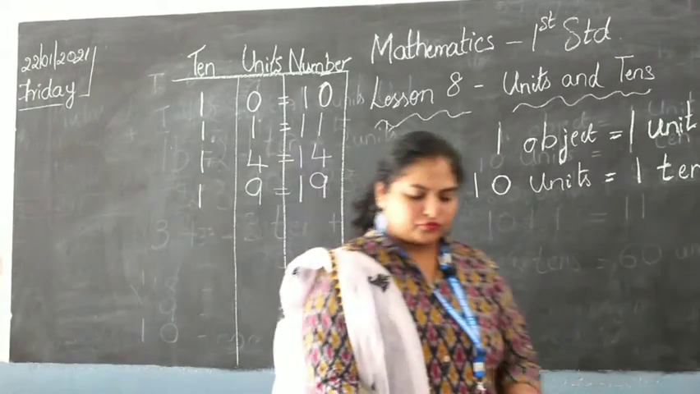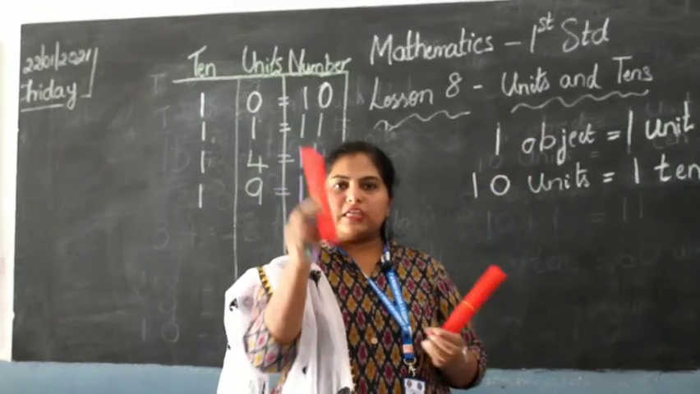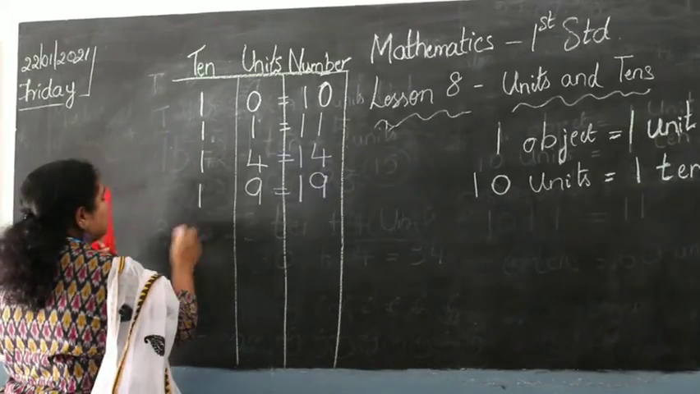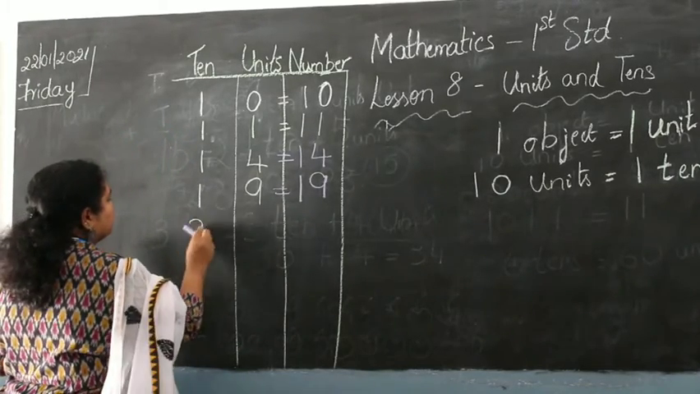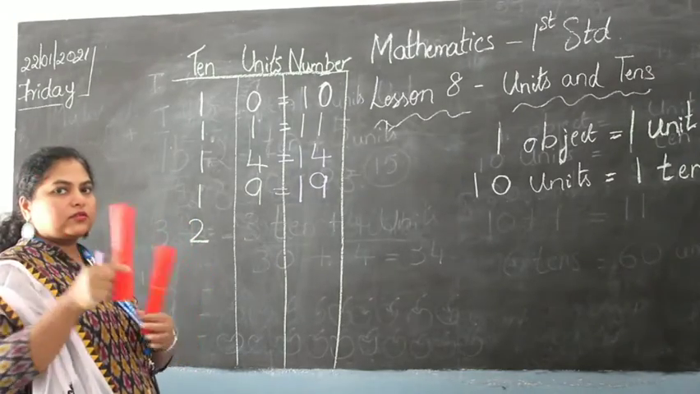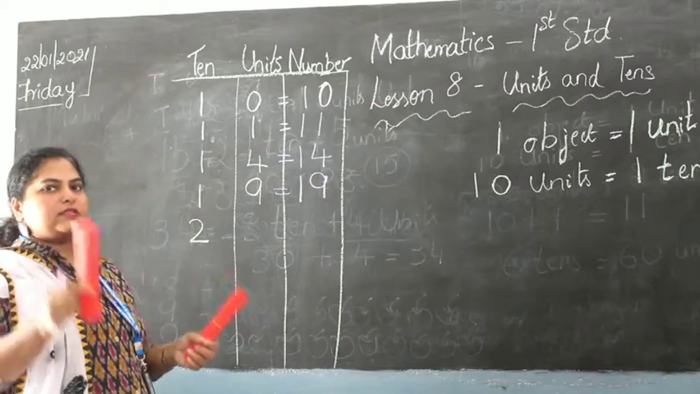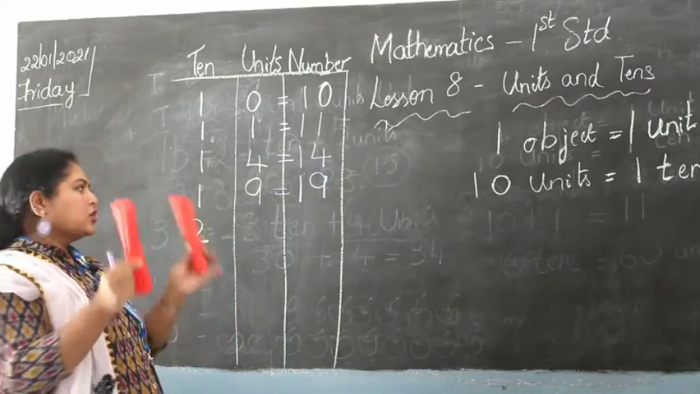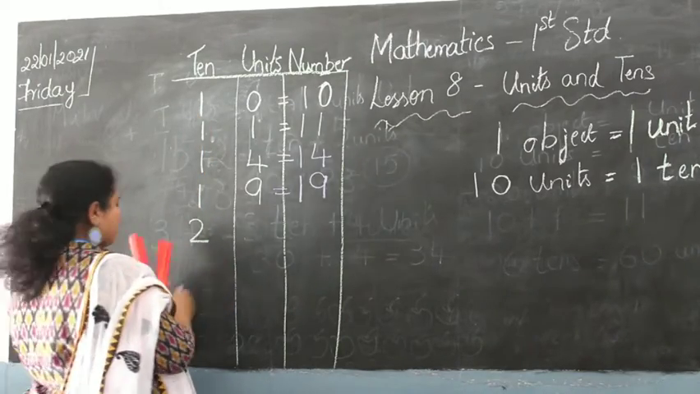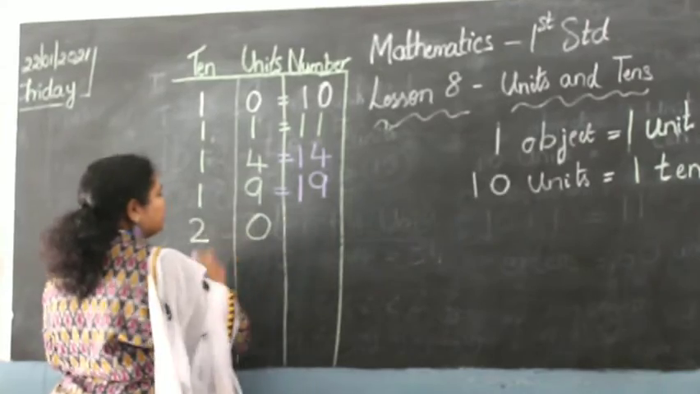Now I have 2 sets of tens here, 1 ten and one more ten. So I have 2 tens. How many tens do I have? This is 1 ten set of straws. One set of straws is 10 units. This one set of straws is 10 units. So I have 2 tens, correct? Then how many units do I have? I don't have any units, 0 units.